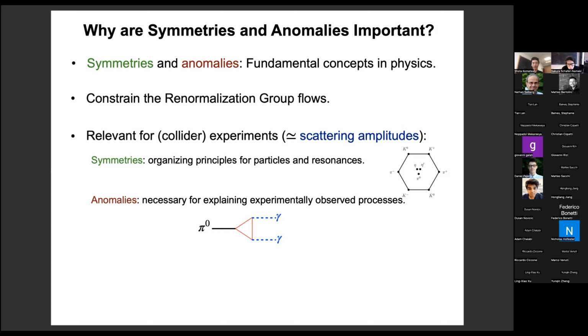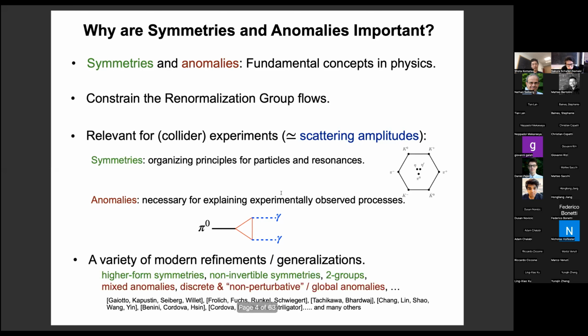They are also relevant for actual experimental physics, like collider experiments. I thought I should mention the word collider because I work at CERN. Collider experiments are more or less synonymous with scattering amplitudes, from the theoretical point of view. Symmetry provides the organizing principles for particles and resonances that you see in colliders, and approximate degeneracies or patterns of particles and resonances, for example mesons, provided an important hint for understanding the theory behind. Historically, anomalies also played an important role. For example, the ABJ anomaly was necessary for explaining experimentally observed processes, such as pi0 to 2 gamma decay.